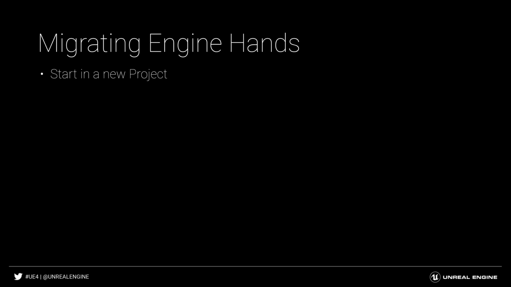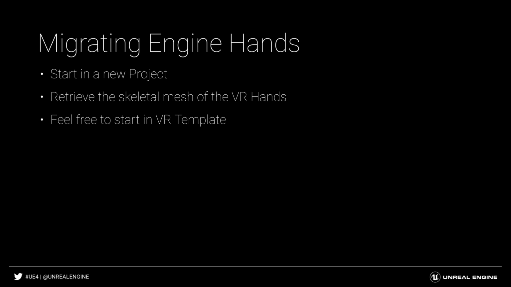Let's start in a new project so that we can retrieve the skeletal mesh of the VR hands that are provided in the VR template. I'm going to create just a blank project, but you can also start in the VR template. I will keep this project and our Studio Showcase project separate so that we can take only what we need.